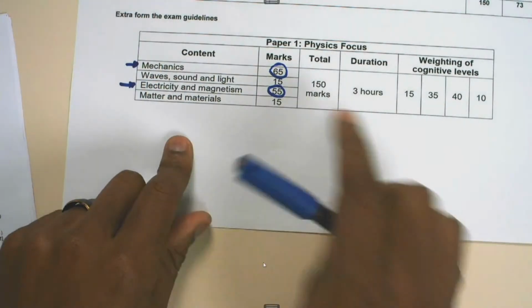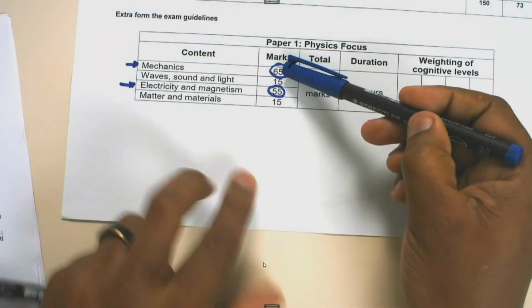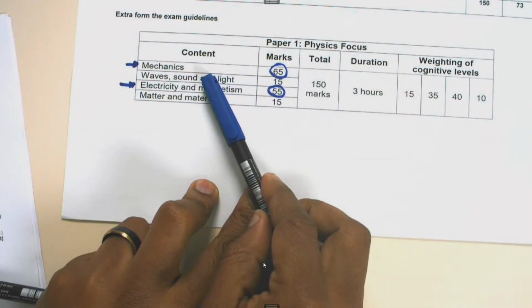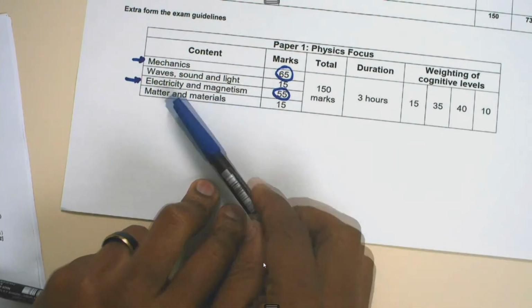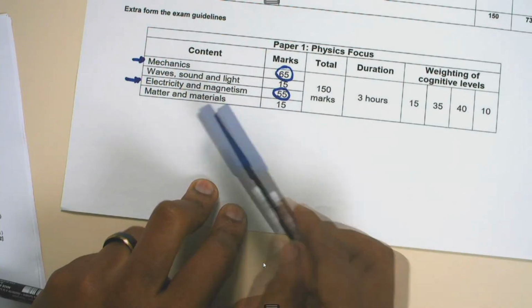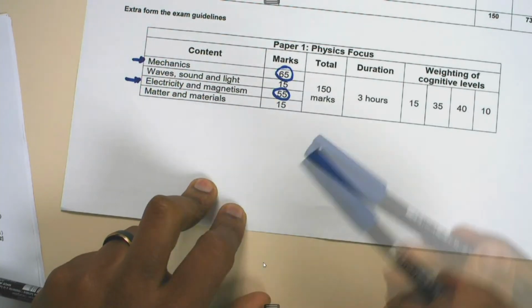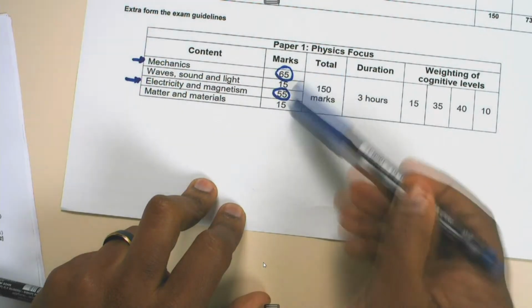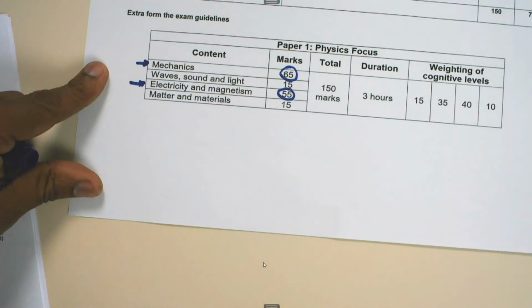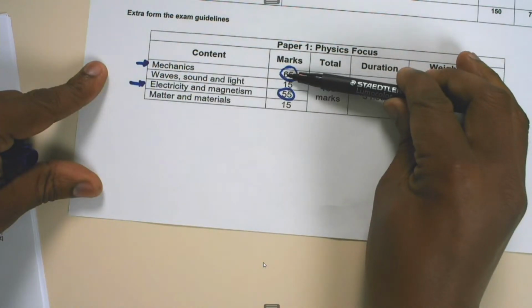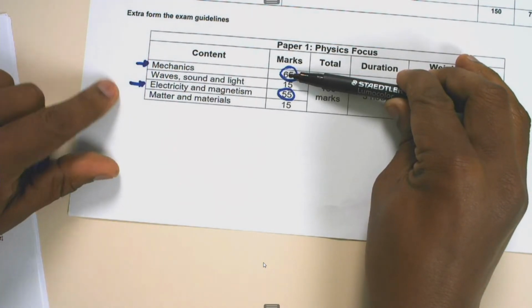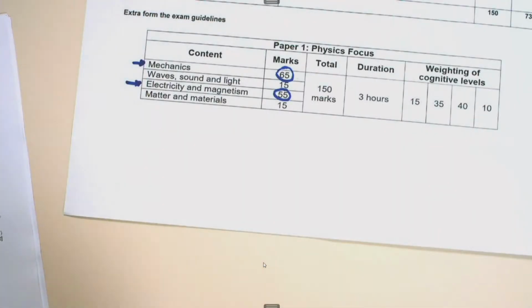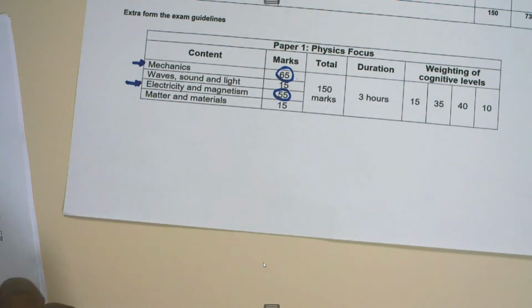But while focusing on each one of them, I also need to be able to say something about waves, sound and light. I should be able to perform certain calculations and give correct definitions for matter and materials. Yes, they do not contribute that much to the 150, but it's always important to be able to say something there as well. But the main idea today is to outline the misconceptions that we are facing when we work with mechanics, as well as the misconceptions in electricity and magnetism.